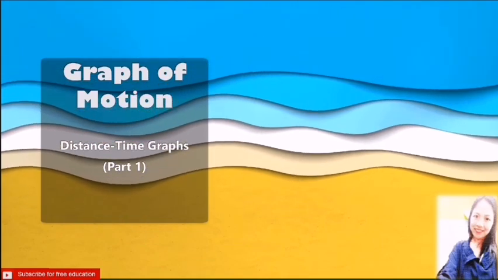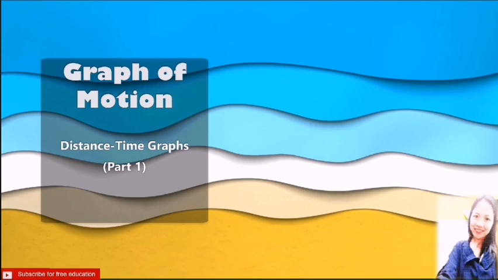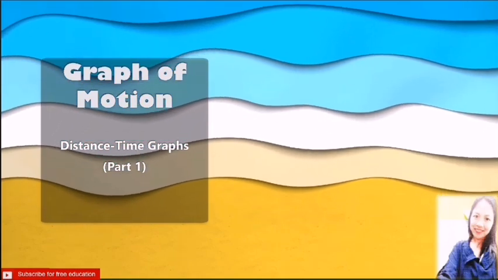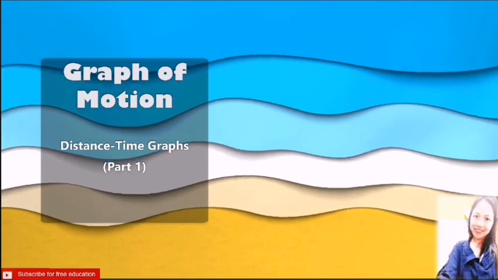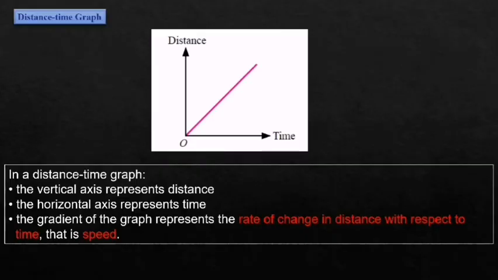Today, teacher will teach you how to draw a distance time graph based on the distance time table. In a distance time graph, the vertical axis represents the distance. The horizontal axis represents time. The gradient of the graph represents the rate of change in distance with respect to time, that is speed.